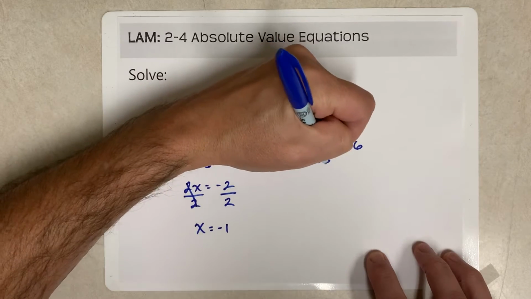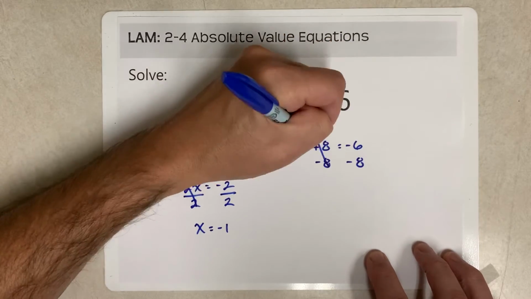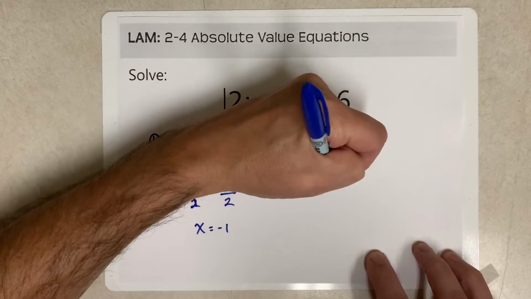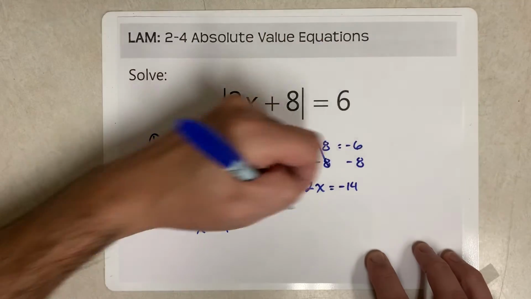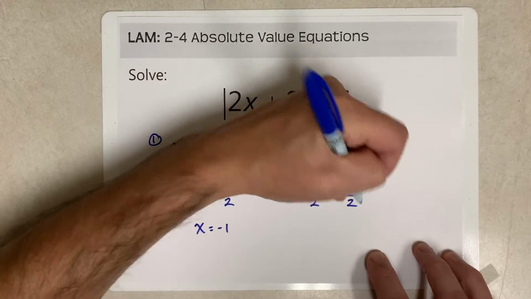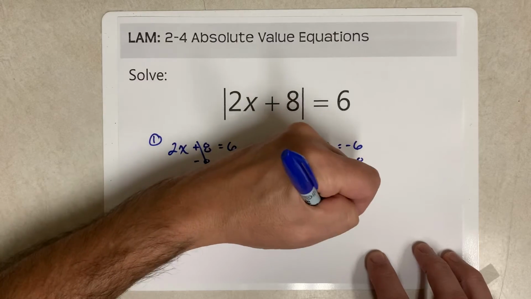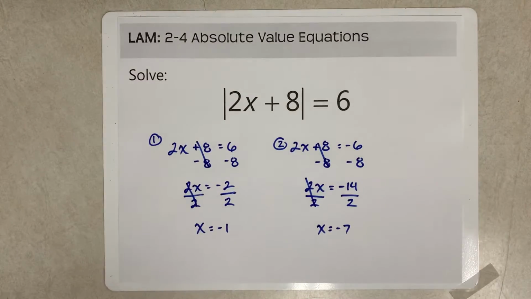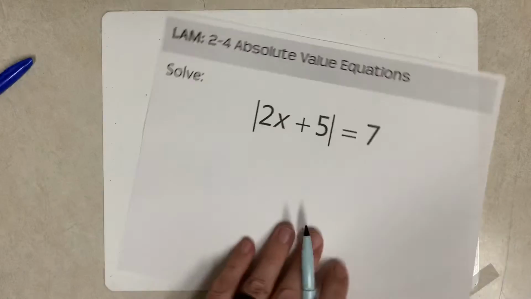Over here, minus 8, bring down my 2x, equals negative 14, divide by 2, and x equals negative 7. Change markers because it's going to dry out. And that one's done. Let's try this one.